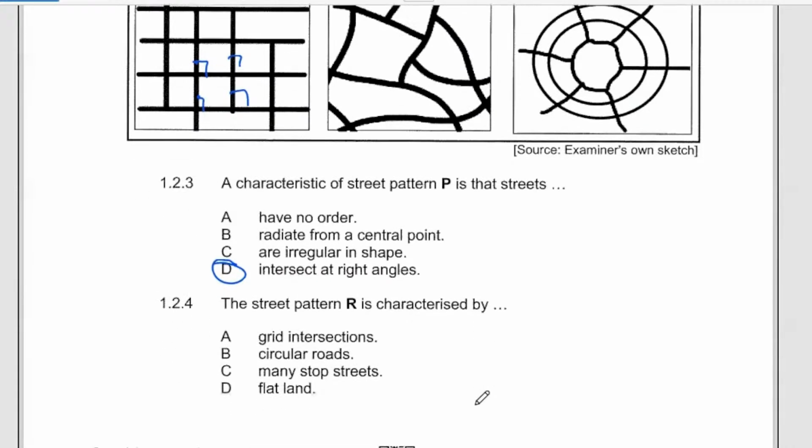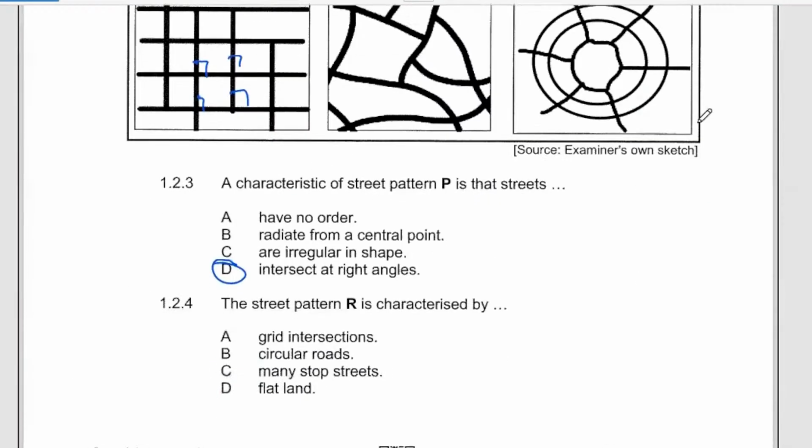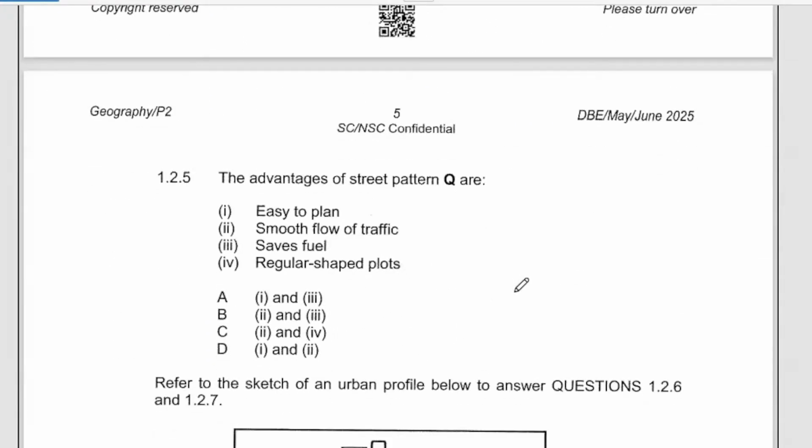Right, the street pattern R is characterized by circular roads. You can see these roads are circular. They are circulating around the focal point of the settlement. Right, moving on to the next question.